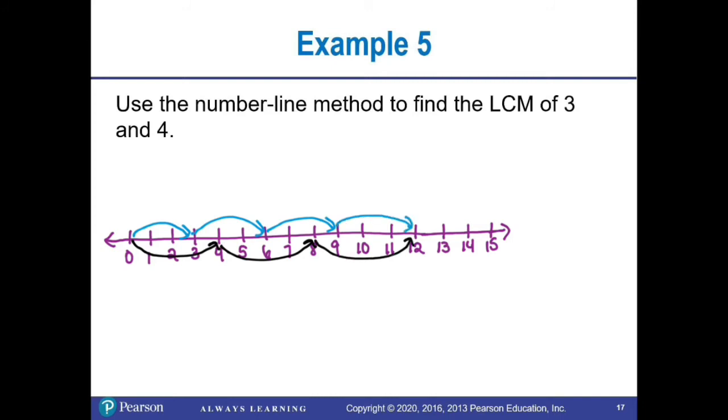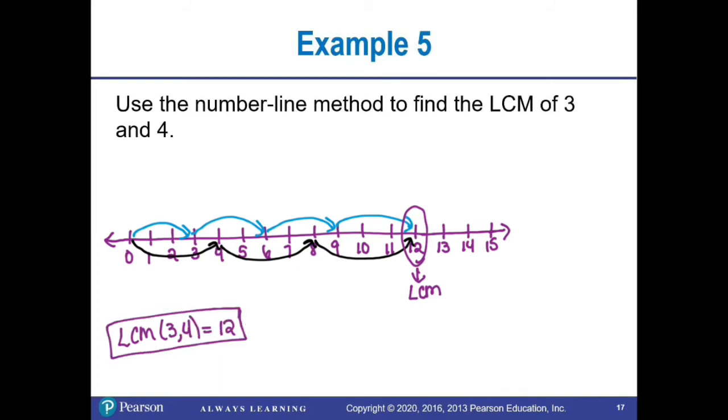But notice when I take another jump of 3, I land in the same place as my jumps of 4. That tells me that 12 is my least common multiple. So here the LCM of 3 and 4 is 12. Notice the notation that we used for LCM.